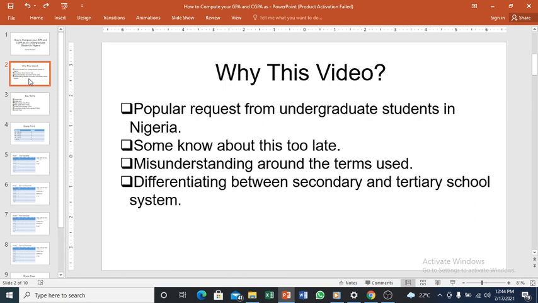And if you have not gotten admission yet, you're preparing to get admission, you're preparing to write the post UTME before you get to the campus. Oh, that's amazing. So it's a very, very good way to start.